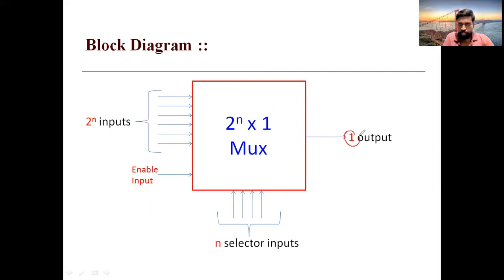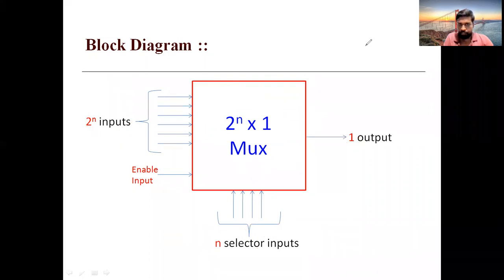What output we need to get will be decided by these selector inputs. The name itself says it: select. It will select one among these 2 power n inputs, which is to be transmitted towards your output side. These selector inputs decide which among the 2 power n inputs is taken to the output side. Only one among 2 power n will be taken towards the output side, and that one will be selected by these selector lines. I hope it is clear for you.